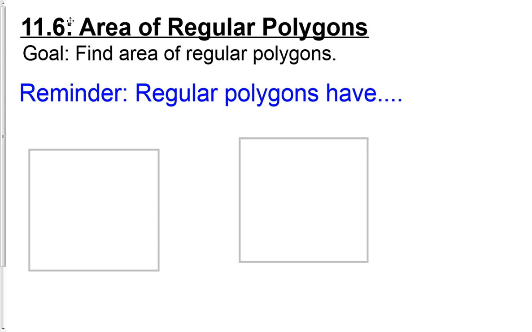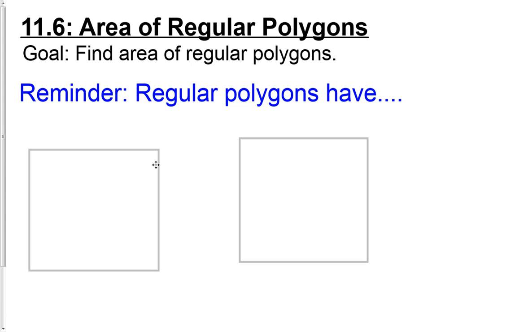Today we're learning lesson 11.6, area of regular polygons. Now this is one of the tougher lessons on area, so be sure to pay special attention as these are broken down. Reminder, so regular polygons have what, right?